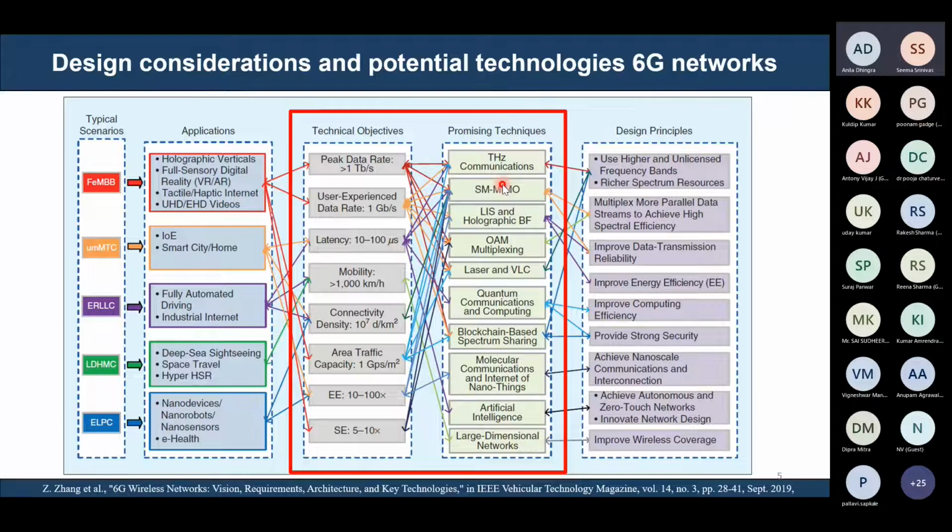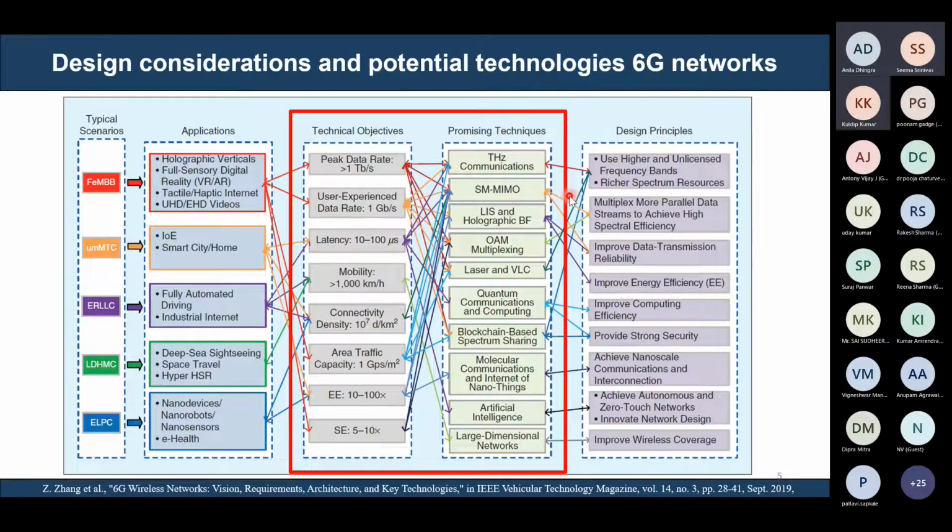Let me know. I am right now on design considerations and potential technology for the 6G network, on this particular slide. If you're not looking at that, let me know. We will apply super massive MIMO, which is nothing but the massive MIMO we have used so far in 5G. So super massive MIMO is definitely essential.